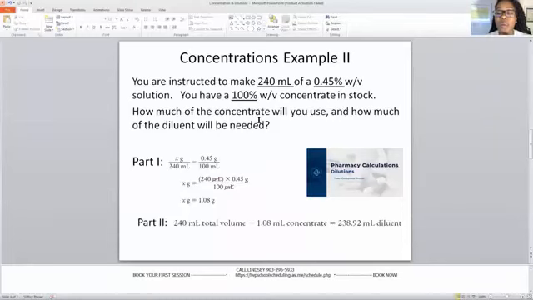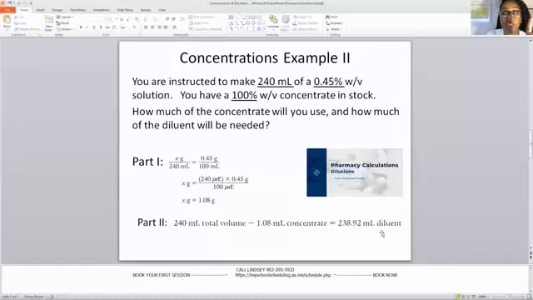But anywho, we are going to go ahead and crisscross multiply 240 times 0.45 grams over 100. Okay, you do that. Crisscross, multiply, and divide, and we get 1.08 grams. Then we go back, and the total volume that we were instructed to make was 240. So we're going to subtract the 1.08 concentrate that we just figured out from 240, and that's going to give us our diluent.